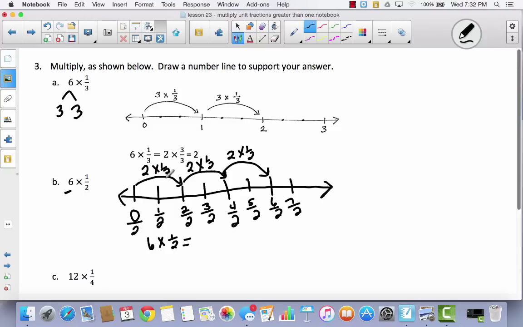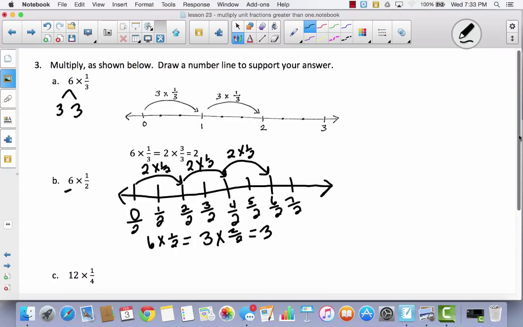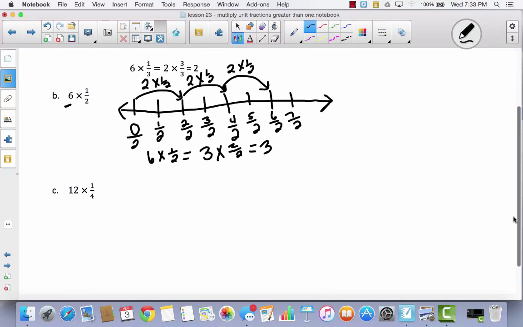I have it: 1, 2, 3. It's the same thing as 3 times 2 halves, which is the same thing as 3 wholes. I've got 1, 2, 3. Okay, bear with me if that's confusing. Let's see if it starts to make more sense as we go along.